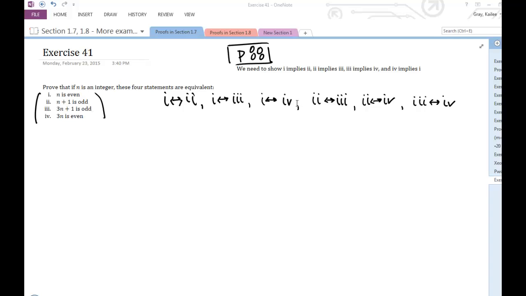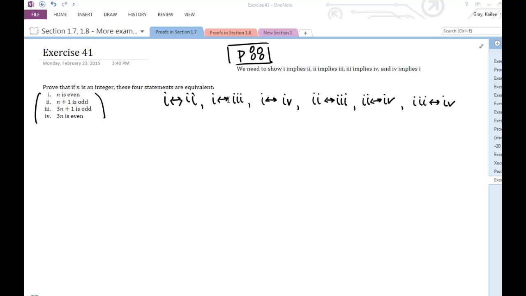Let's see, where are we at? We're trying to prove that n plus 1 is odd if and only if 3n plus 1 is odd. And then we're trying to prove n plus 1 is odd if and only if 3n is even. And then we're trying to prove also, finally, 3n plus 1 is odd if and only if 3n is even.